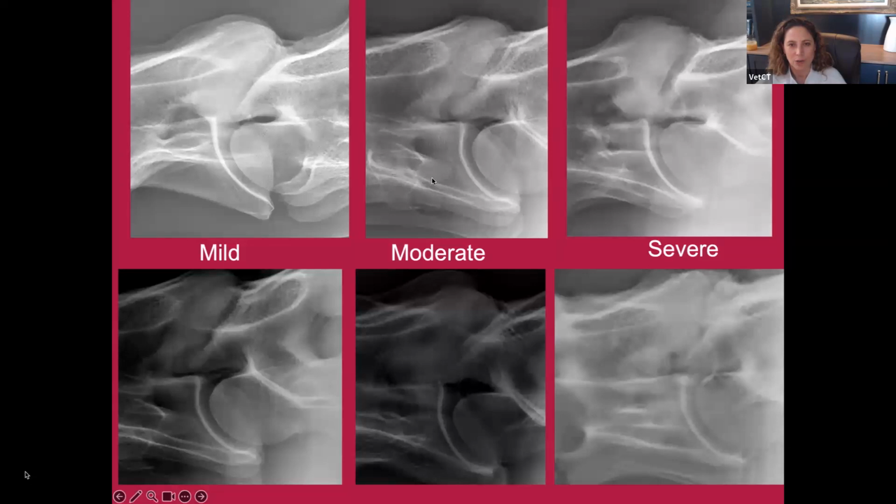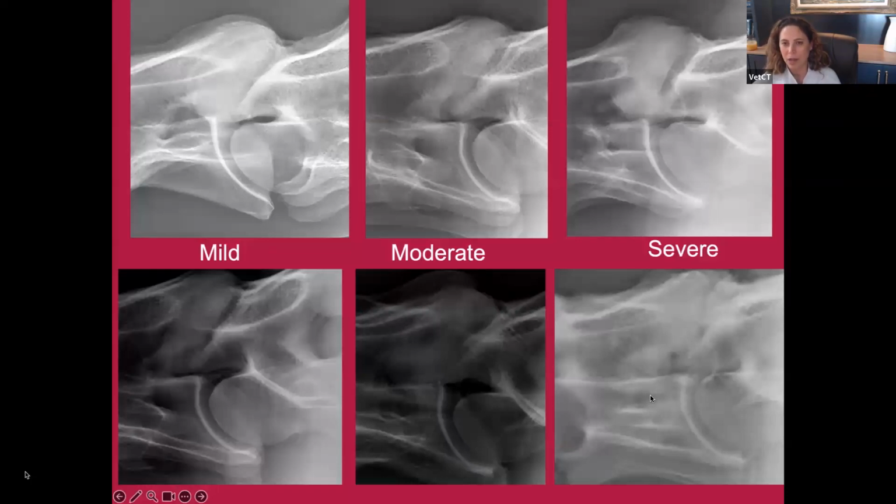And then we get into moderate. This is more significant enlargement, more irregularity going down the articular region. And same here, a little bit more enlargement going up dorsally as well. And then these two cases are more severe examples. So there's pretty severe enlargement. We can see the proliferation extends all the way down to be at least superimposed on the level of the vertebral bodies. And it's quite irregular and proliferative.